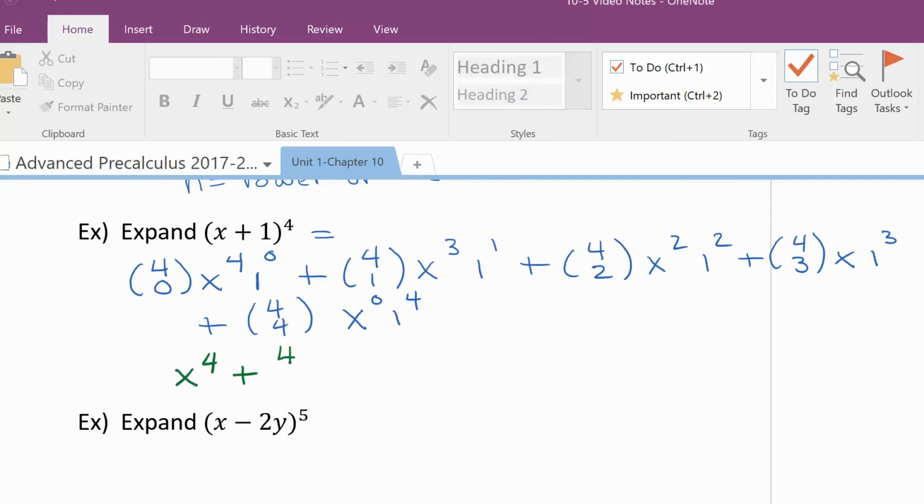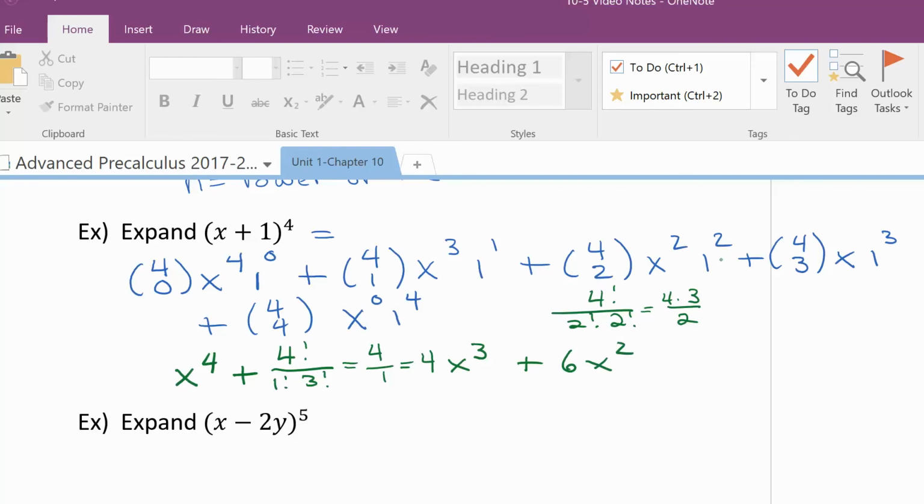that's 4 factorial over 1 factorial, 3 factorial. So that's going to be 4 over 1, which is 4. So it's 4x to the third plus 4 choose 2. So that's 4 factorial over 2 factorial, 2 factorial, which means it's going to be 4 times 3 over 2, which is going to be 6x squared. And the 1 squared is just 1.